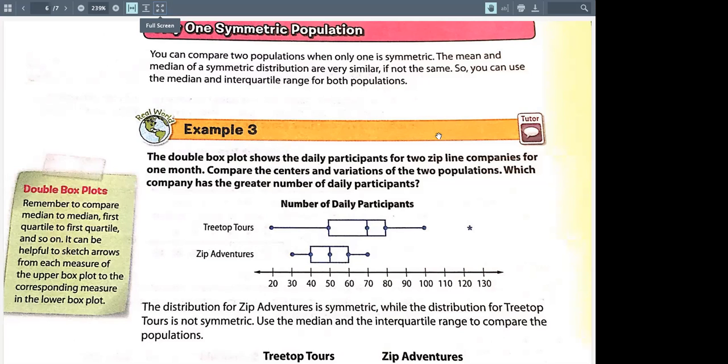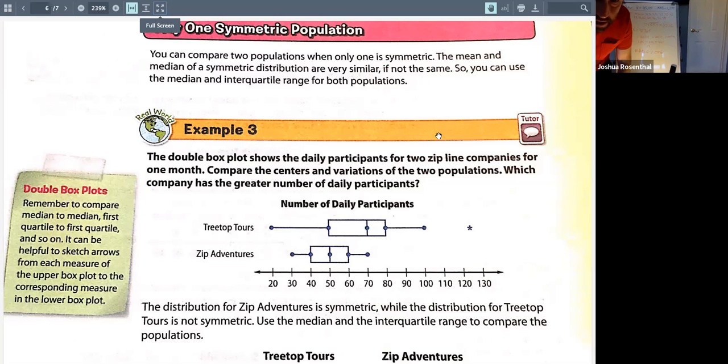Mr. Rosenthal? And then the whiskers not being the same has to do with the lower quarter of the data and the upper quarter of the data not being evenly distributed. Okay, so the right whisker, that data is clumped up, and the left whisker for Treetop Tours is spread out as well. That's what explains the disproportionate whiskers. Okay, somebody said Mr. Rosenthal.